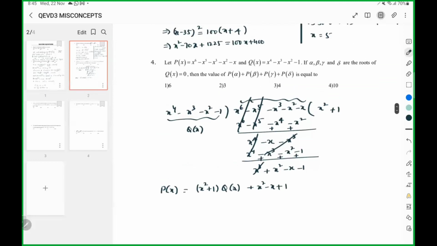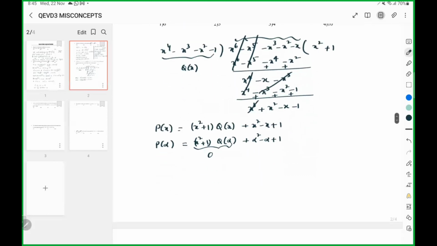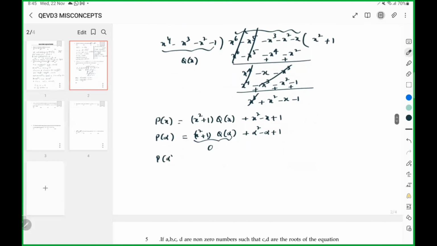Now he says alpha, beta are the roots. If I write p alpha, I'll write here q alpha plus alpha square minus. Alpha is a root of this, means q of alpha is 0. So p of alpha is, in a similar way, p of beta will be beta square minus beta plus 1. P of gamma will be this. P of delta will be delta square minus delta plus 1.